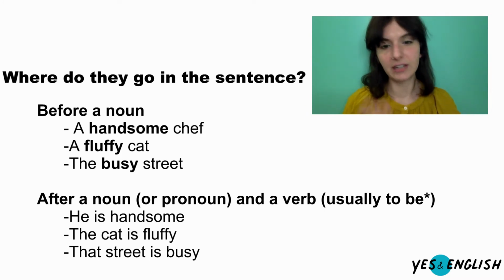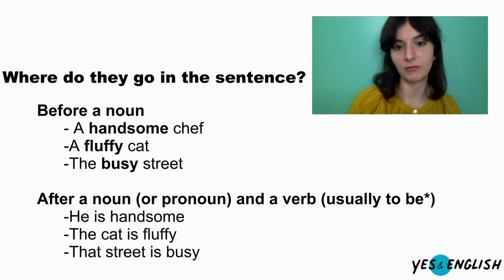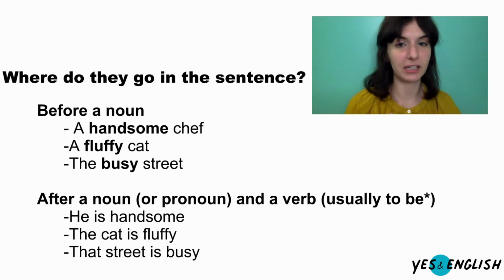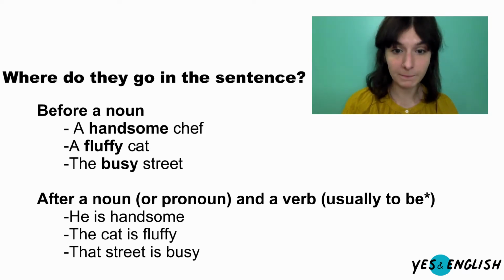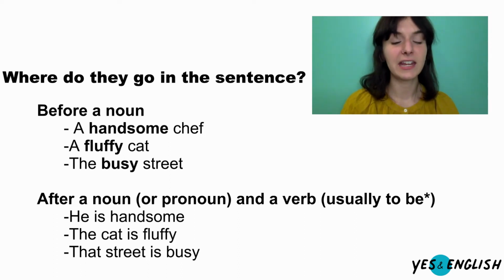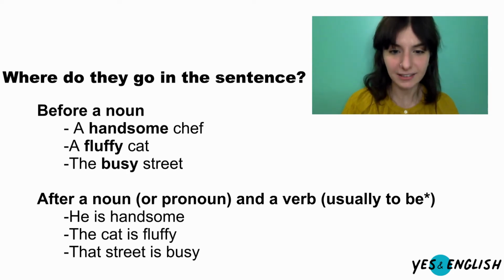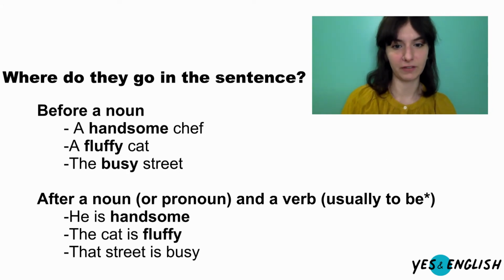In some languages, it doesn't work like that. You can kind of put the adjective after the noun. Sometimes it can go in a completely different place, but most of the time in English, it will come just before the noun that it's describing. Or it could come after a noun or a pronoun, which is what? Do you remember what a pronoun is? Yes, words like he, she, and it, okay? They can come after a noun or pronoun and the verb to be. So he is handsome, or the cat is fluffy, or the street is busy, okay?